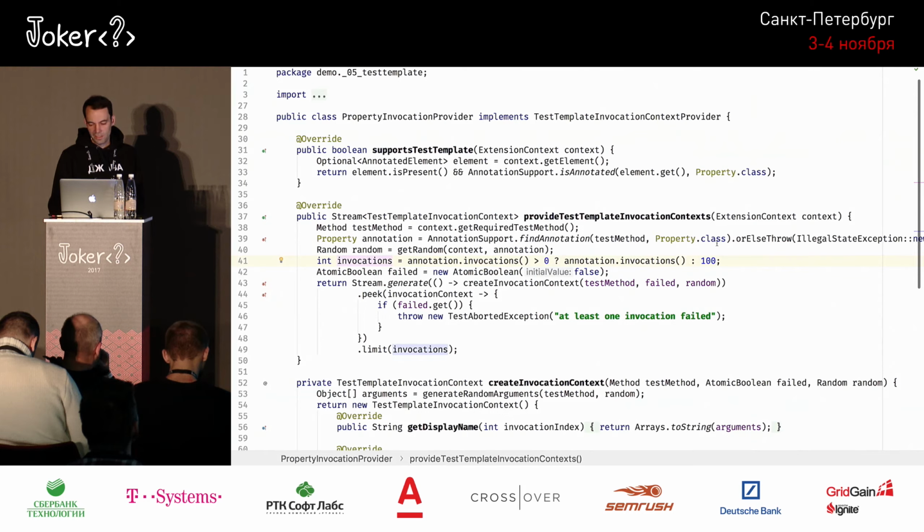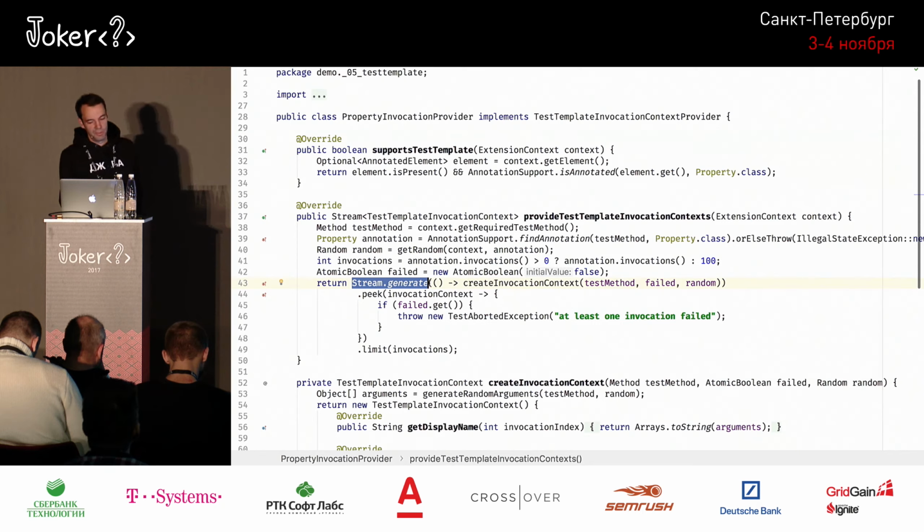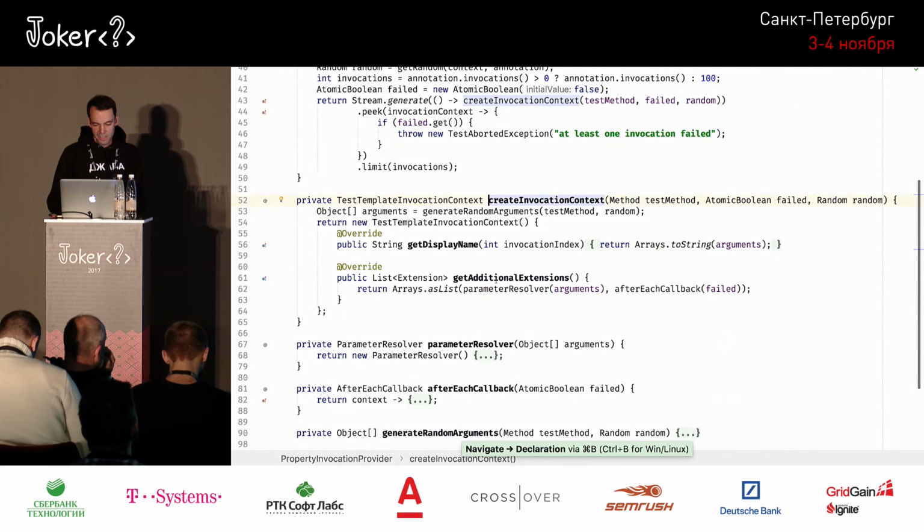And in this case, we're going to use 100 by default. And then basically we use stream generate here to generate an infinite stream of invocation contexts, which we will then limit to the number of invocations in the end. So it will actually finish at some point. And for each of these, we'll generate or create an invocation context.